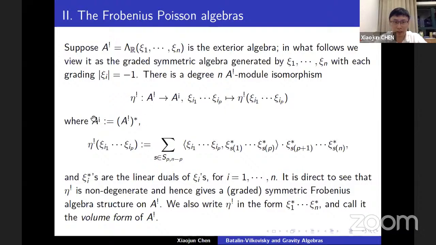its dual space. Here, the A anti-Schreck is its linear dual by the following formula. So it's just like a contraction. So now it's direct to see that again this eta Schreck is non-degenerate, and hence gives a symmetric Frobenius structure on it. So we also write the eta Schreck to be the form Xc1 star to Xcn star, and call it the volume form of a Schreck.